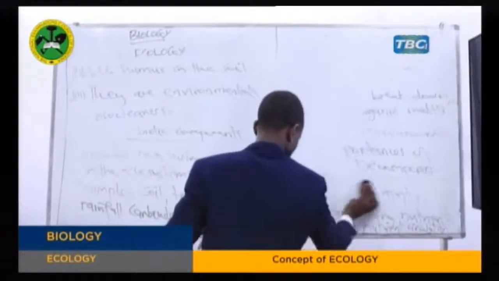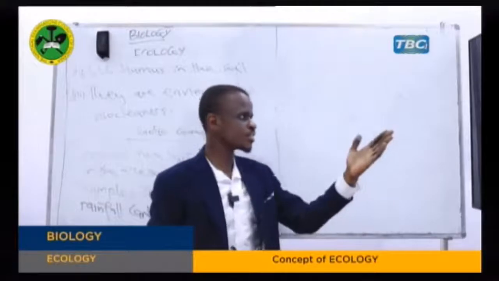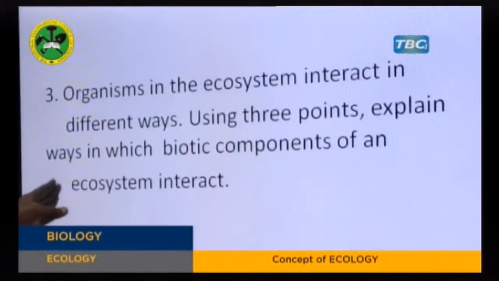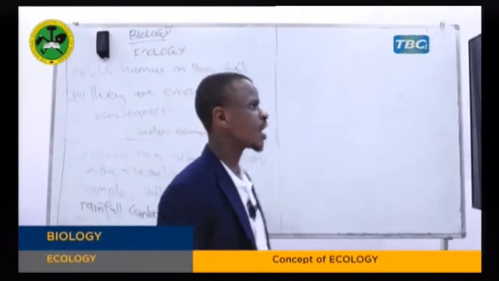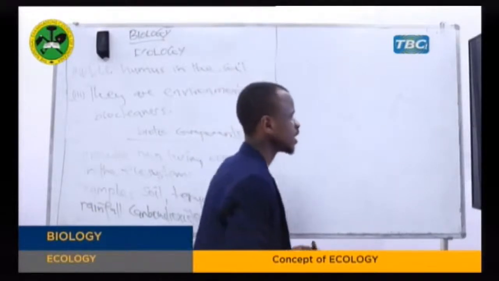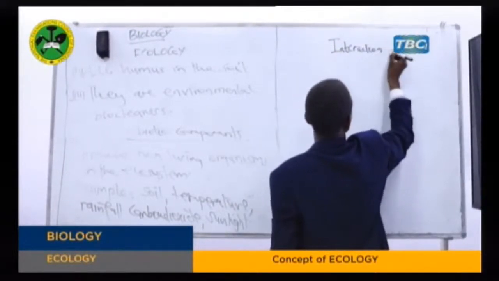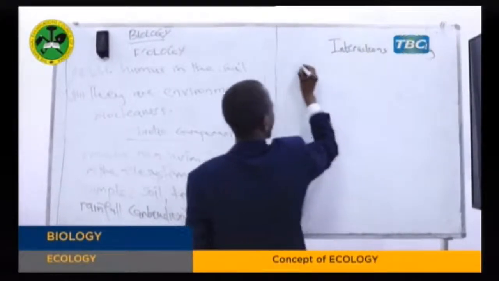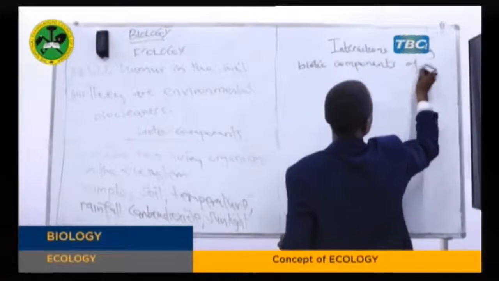My student, let us see now question number three. An organism in the ecosystem interacts in different ways. Using three points, explain ways in which biotic components of an ecosystem interact. Our question is on biotic components. How do biotic components interact? From what I have said, biotic components are producers, consumers, and decomposers. Therefore, interaction among biotic components of the ecosystem.